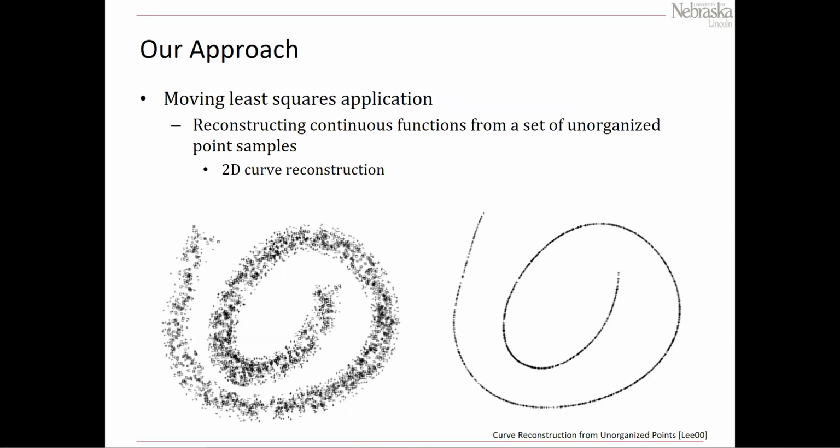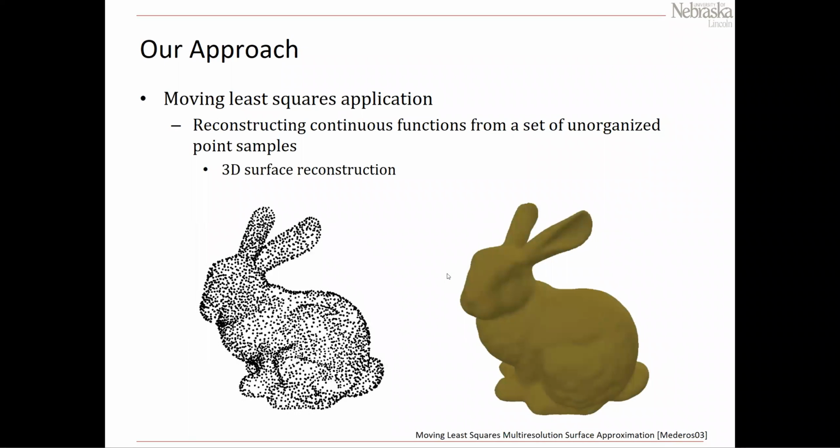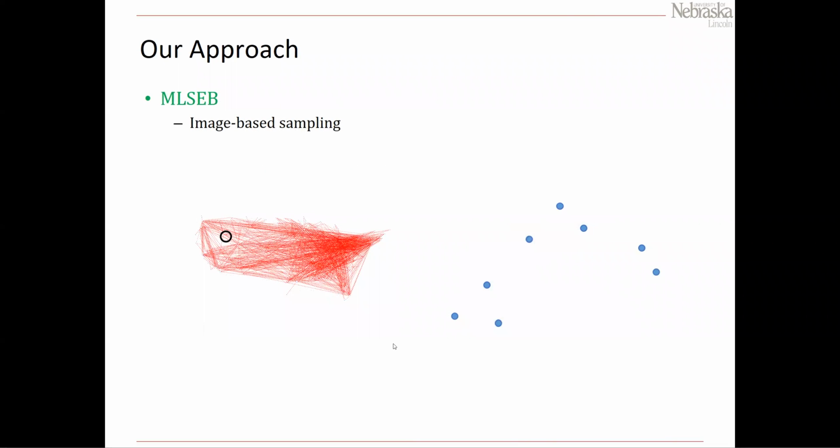Moving least squares has been widely applied for reconstructing a continuous function from a set of unorganized point samples. This is a classic method for 2D curve reconstruction, as well as 3D surface reconstruction. Once you have a 3D point cloud, the moving least squares algorithm is typically applied to generate the surface reconstruction. In our algorithm, we leverage moving least squares to move the points to the new positions. So let's go back to this airline data set.